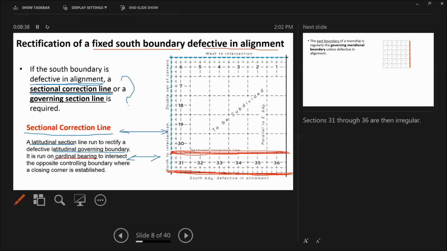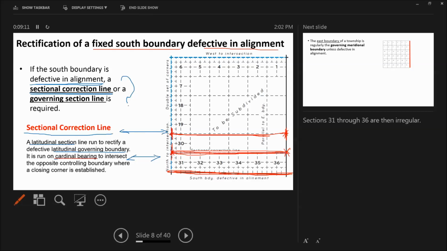So it's going to hit here, and I establish what I call a closing corner. That's one thing. On the other side, it's going to hit this line, and you establish another controlling corner. And then you follow this line. That's now your control line. So the next line is also going to be in cardinal direction between the two opposite controlling boundary lines, and then you establish your controlling or closing corner.